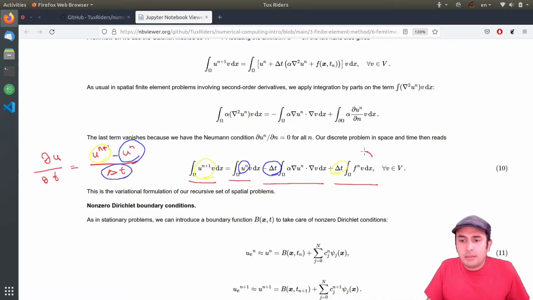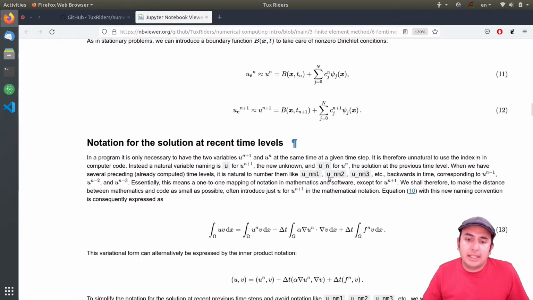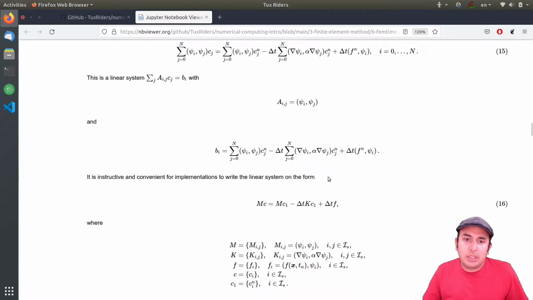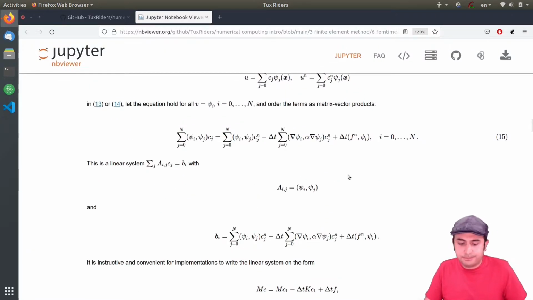So this is something coming from finite element. This is finite element, but all this blue and the yellow one come from finite difference. And having this one, we can have an equation that can be converted to finite element like this.